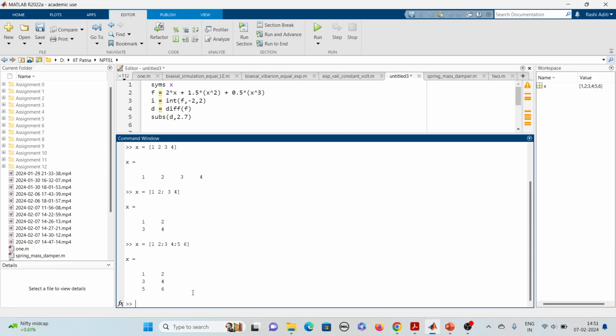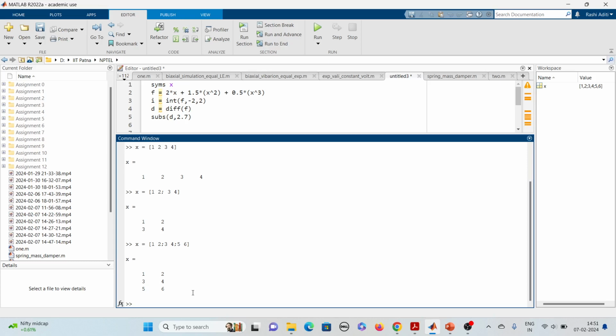But here I have defined x as values. Either x has a single value, or x varies from 1 to 4, or x is a matrix, but x has particular values. But I want the integration or differentiation of a particular function in terms of x itself. I want that particular function as a function of x, not as a numeric value. So then what am I supposed to do?